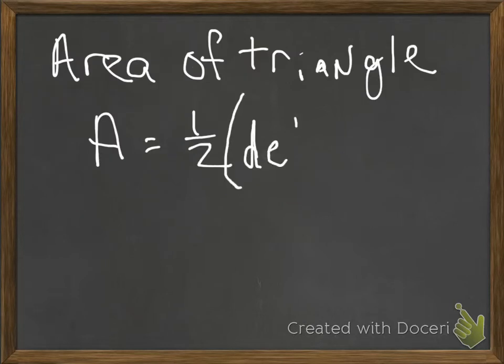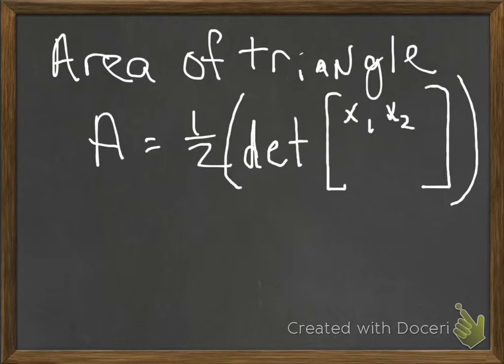Okay. So we can find the area of a triangle with determinants using this formula: 1/2 the determinant of a matrix made of one row of x's, one row of y's, and one row of 1's. So it's a 3 by 3 matrix. It will be x's, y's, 1's, and it's always 1, 1, 1 on the bottom row.